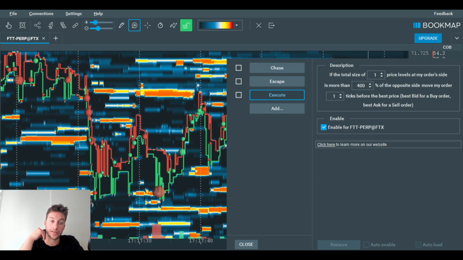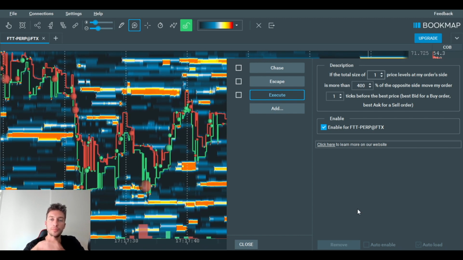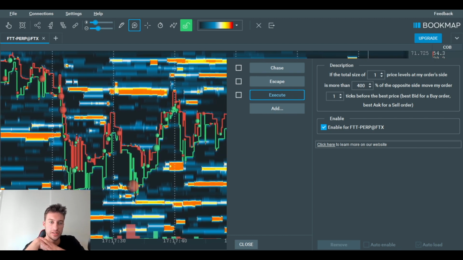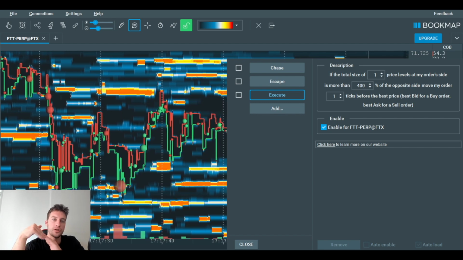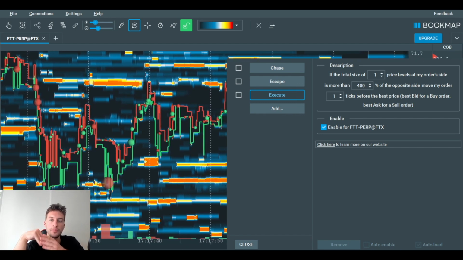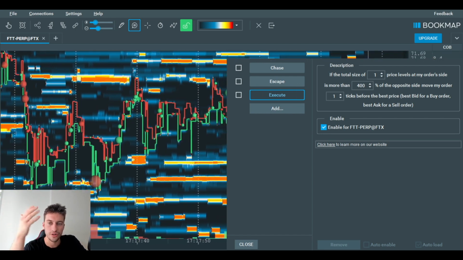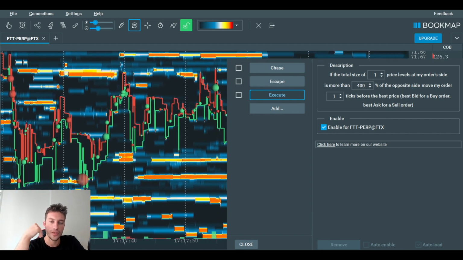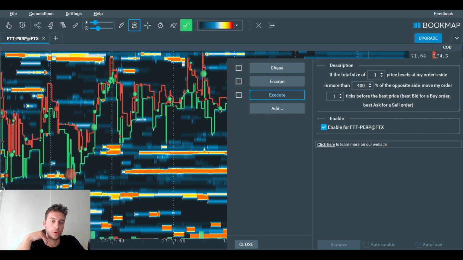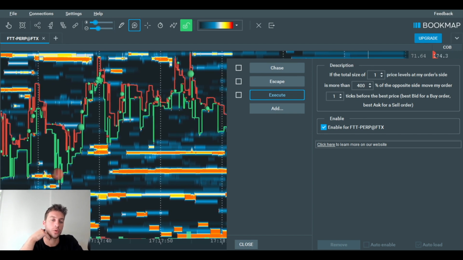Let me talk about the logic of this. If the total size of one price level is at my order side, what that basically means is best bid versus best offer and the liquidity on both. So if the bid is four times larger, this rule will enact. If the offer is four times larger, this rule will enact. That's how it works.